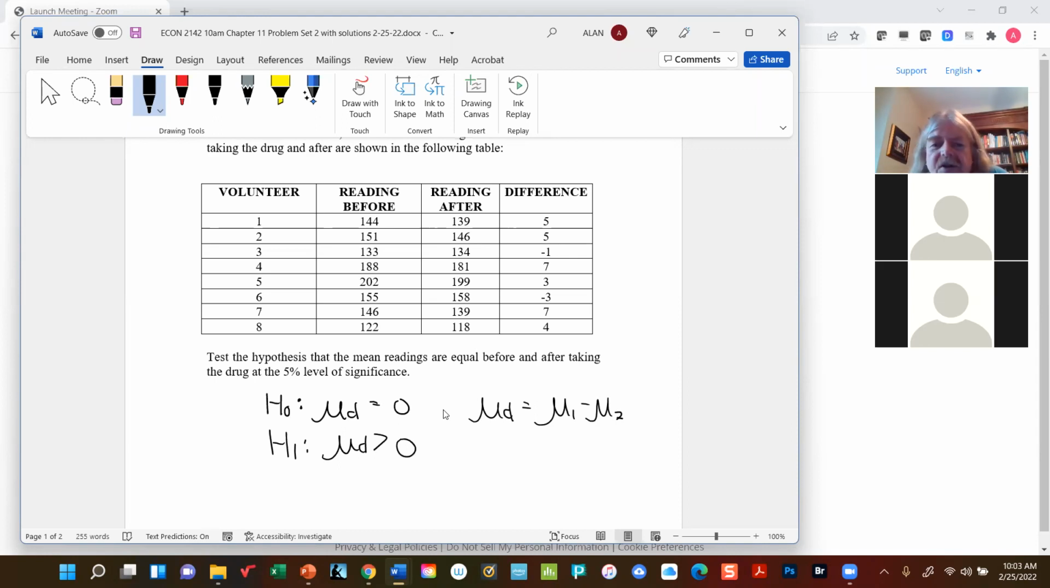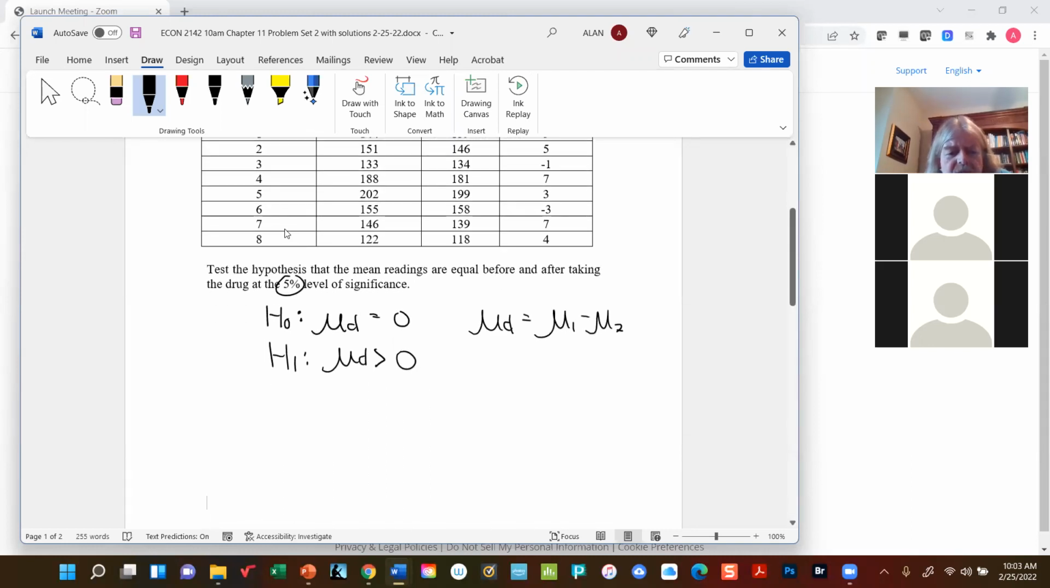Strong enough evidence that we can actually promote this drug in the marketplace and say, yeah, our evidence shows that it worked. People's readings did go down. Now, alpha is 5%, which is so often the case. So here's what you have to do. Now, we've got a few options here.